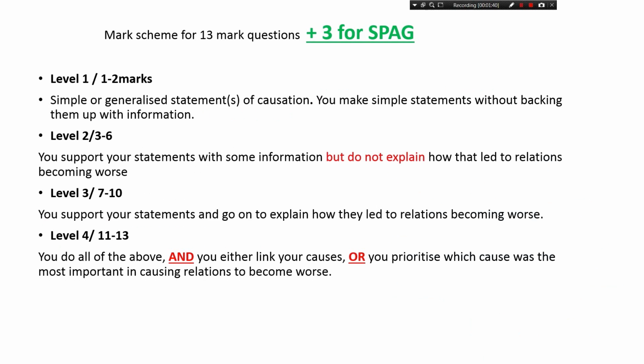The mark scheme is really, really easy. Okay, level 1 is if you're just making small sentences, no evidence of your own, no real information. Level 2, you're doing point and evidence, but you're not doing any explanation. Level 3, doing PEE, paragraphs. And if you're level 4, you're linking or you're prioritizing, which again you've been doing since year 7.